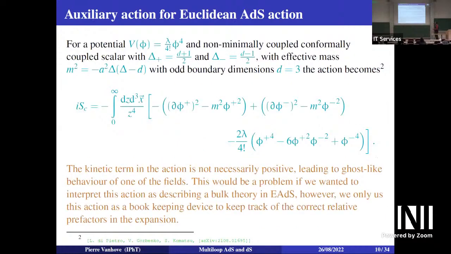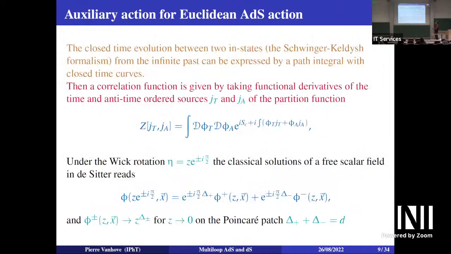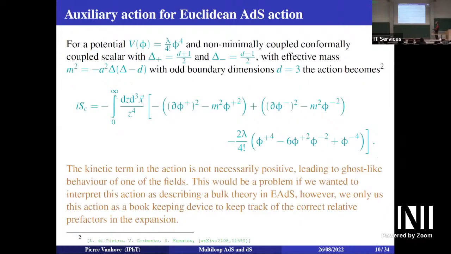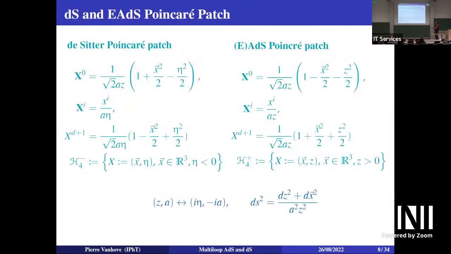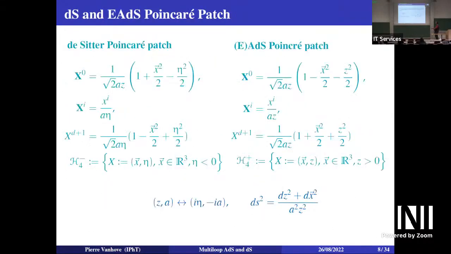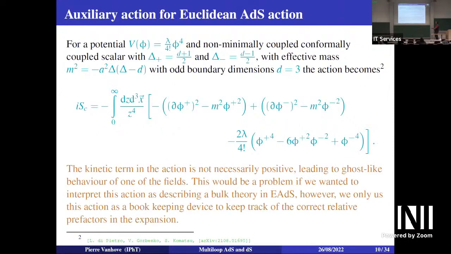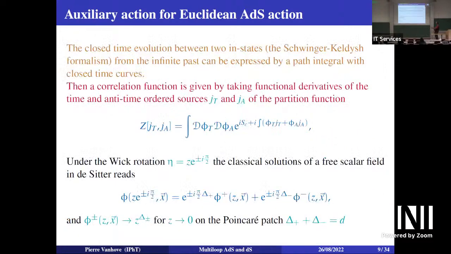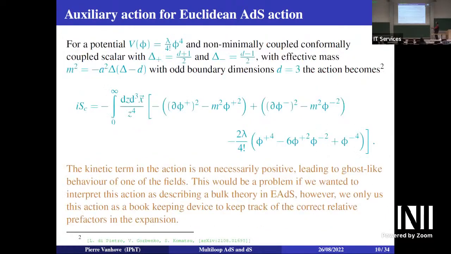One of the upshots of this analysis is that it was proposed by Di Pietro, Gorbenko, and Komatsu that all the correlation functions you compute here in de Sitter space can be obtained by a variational principle on an action that is just the Wick rotation obtained on the sphere. And if you look at a scalar potential that is phi to the fourth with a coupling lambda, that is minimally coupled and conformal.